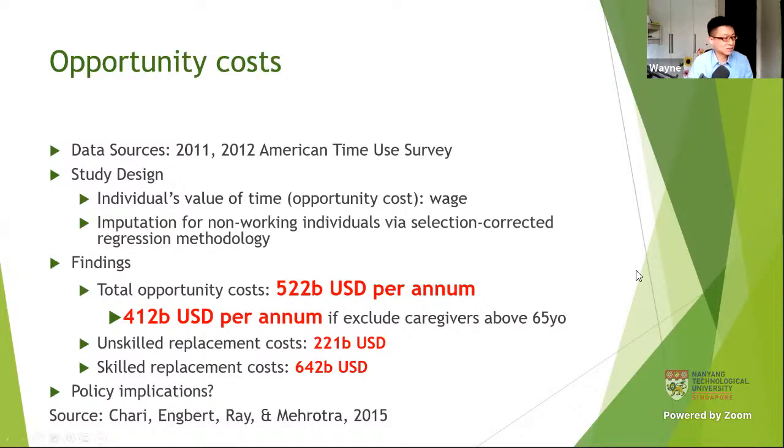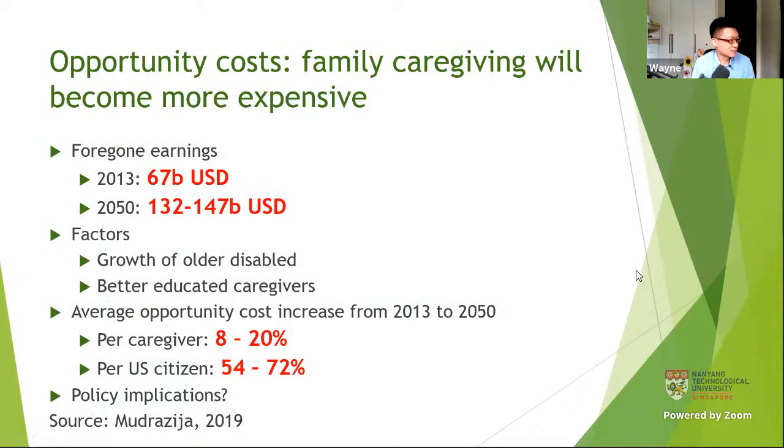All right. Okay. Family caregiving will become more expensive, right? In 2013, it was the foregone earnings, 67 billion. But the projection is 132 to 147 billion by 2050, in the US. Because there will be more and more seniors who will be suffering from one or more disabilities. And because adults are generally becoming more and more educated, same thing in Singapore, we tend to believe that these adults will fetch higher wages over time. So these adults who will become caregivers later will have to forego these higher wages. So caregiving costs will become more expensive.